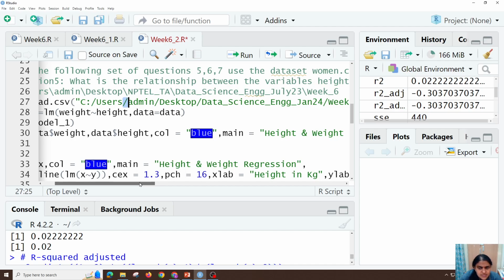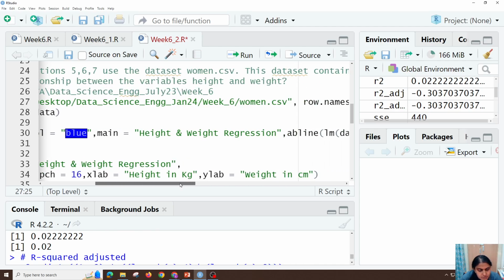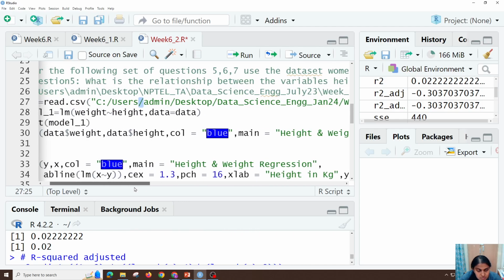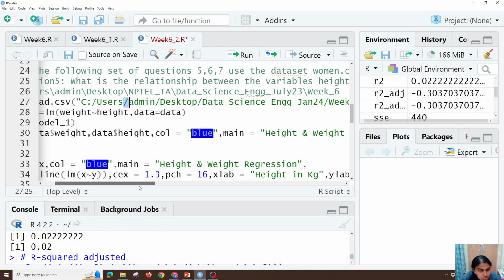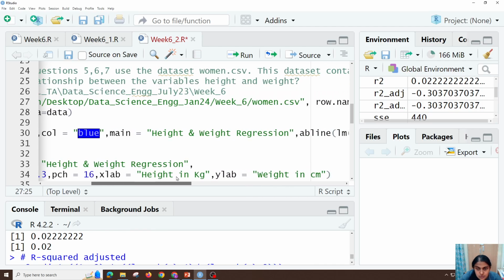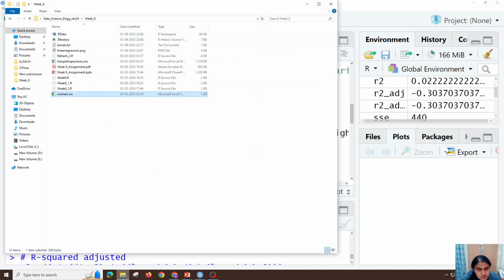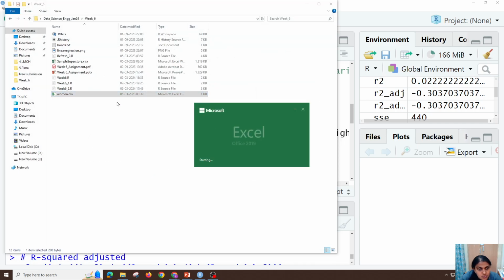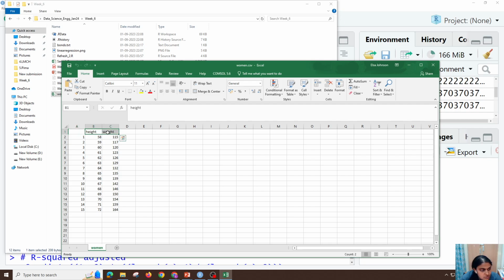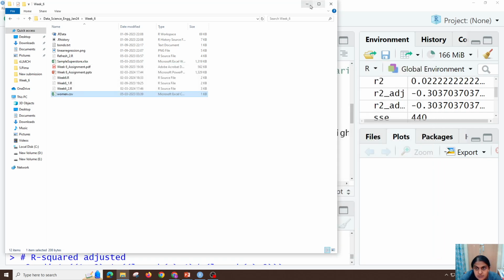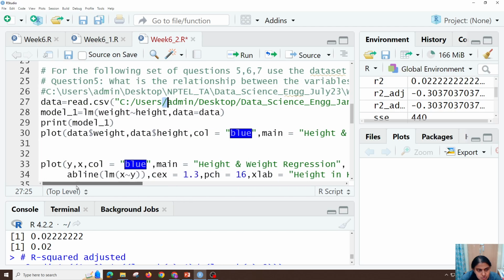If the current directory is already at the same place as the file, you need not mention the path. You can make the directory the same as the file, but if you give it like that, even if the directory changes later, no problem, it will go to that specific location. I have given row.names equal to 1 because the first column has the serial numbers. Anyway, we'll move on to solving this one.